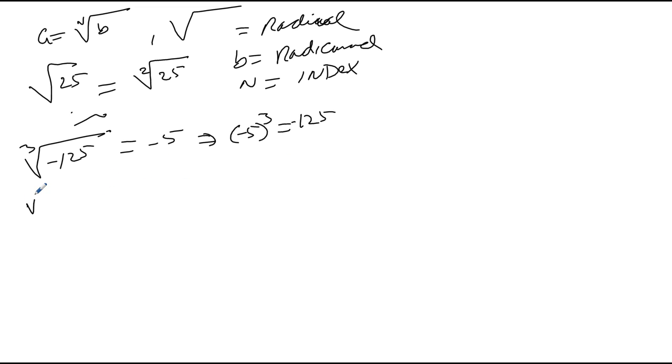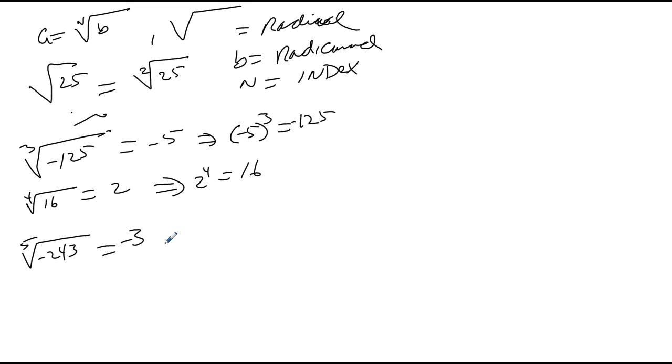The fourth root of 16 is equal to 2. That's because 2 raised to the power of 4 is equal to 16. The fifth root of minus 243 is equal to minus 3. That's because minus 3 raised to the power of 5 is equal to minus 243.